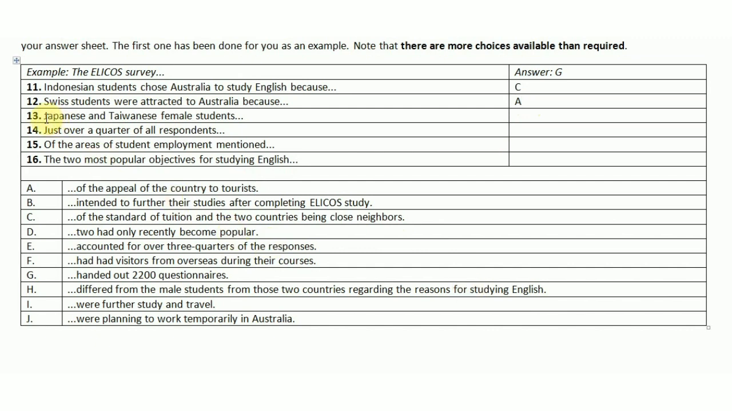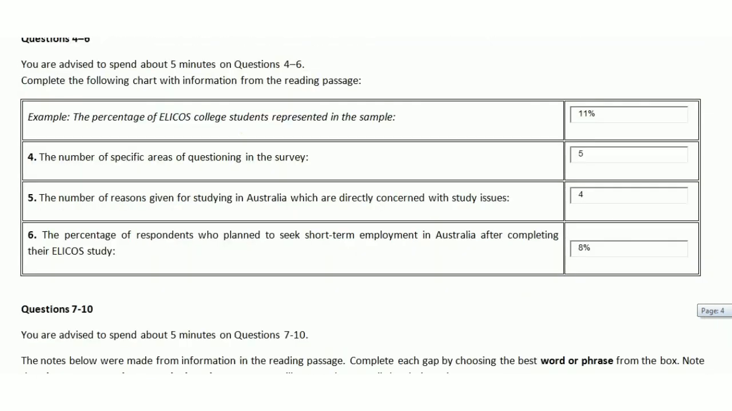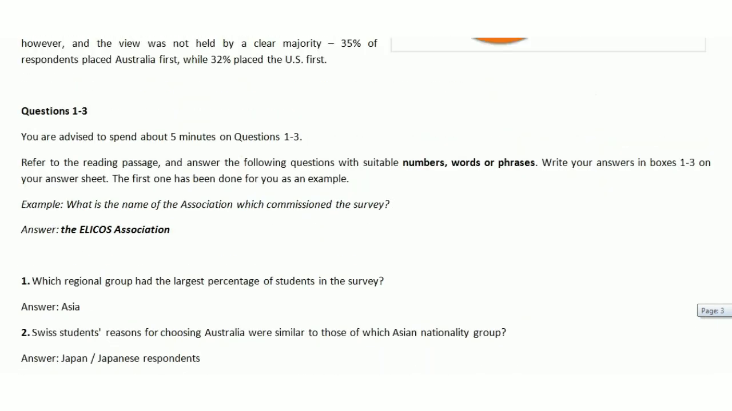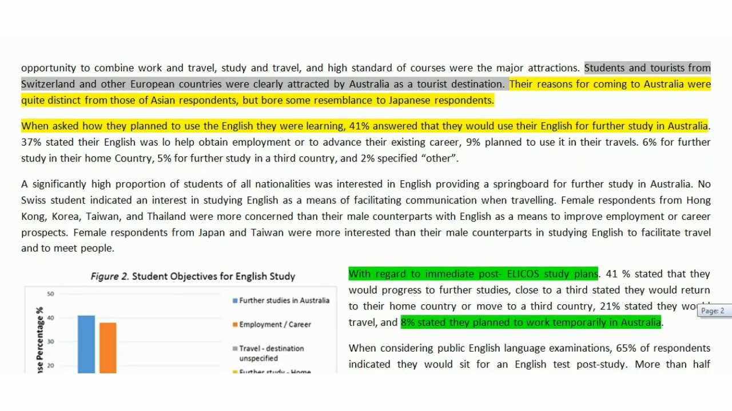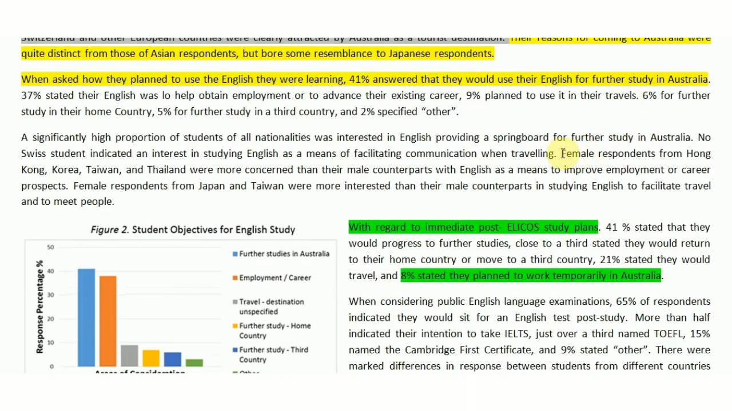The 13th question is Japanese and Taiwanese female students. So they are categorizing on the basis of gender. Let's look into the gender paragraph. Okay, Japanese and Taiwanese, that is, female students from Japan and Taiwan. Yes, here it is. Female respondents from Hong Kong, Korea, but they are not talking about Japan. Okay, here it is. Female respondents from Japan and Taiwan. That means Japanese and Taiwanese female respondents. This is the only given information in the question.